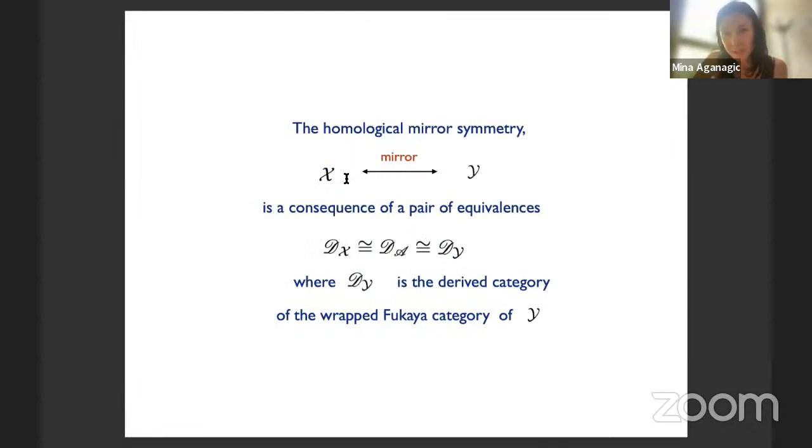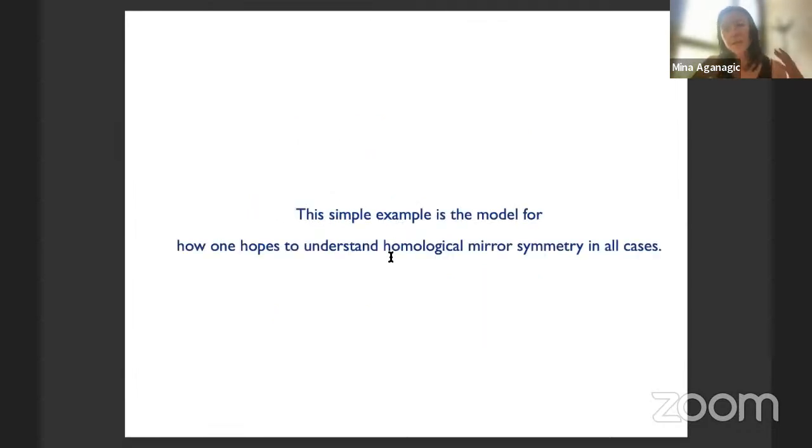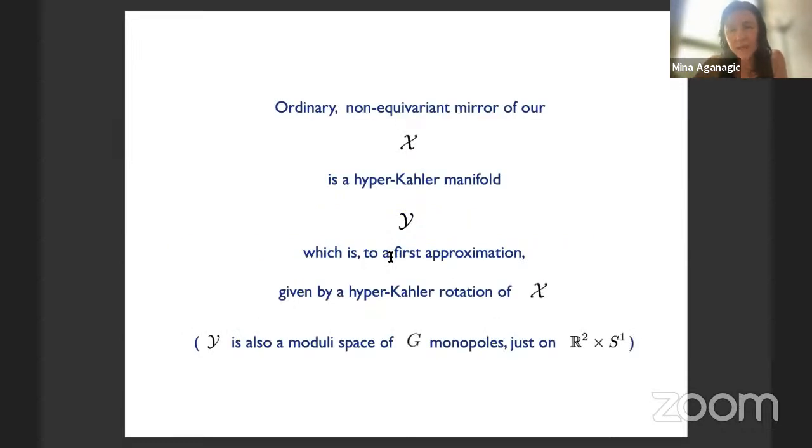The homological mirror symmetry that relates X and Y is really a consequence of a pair of equivalences, where D sub Y is, in this case, the derived category of the Fukaya category of Y, and D sub A is the derived category of modules of this algebra A, the endomorphism algebra of the generator. So the simple example is the model of how one hopes to understand homological mirror symmetry in all cases. The ordinary non-equivariant mirror of X is a hyperkähler manifold Y, which is, to a first approximation, given by a hyperkähler rotation of X. In fact, Y is also a moduli space of G monopoles, just on R2 times S1, and with a potential.